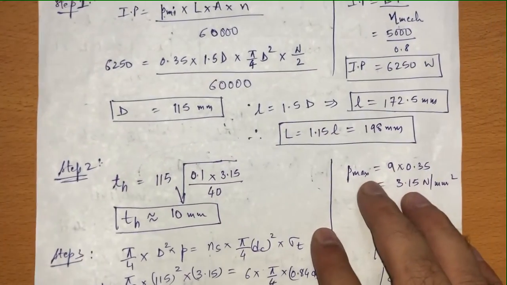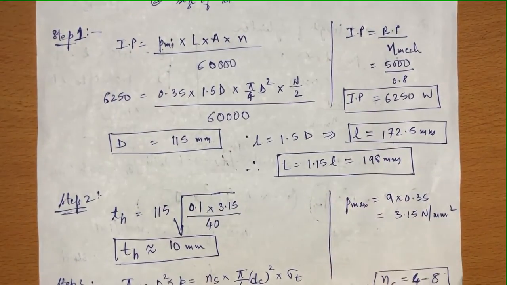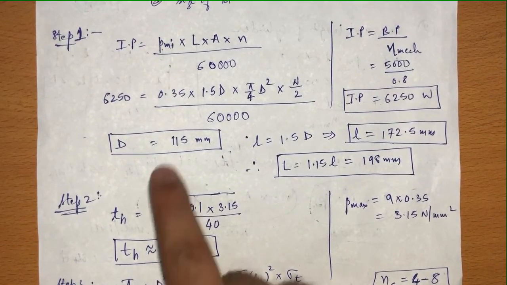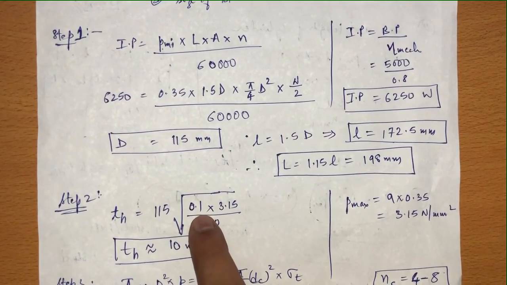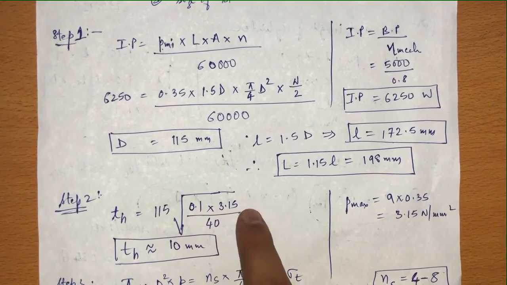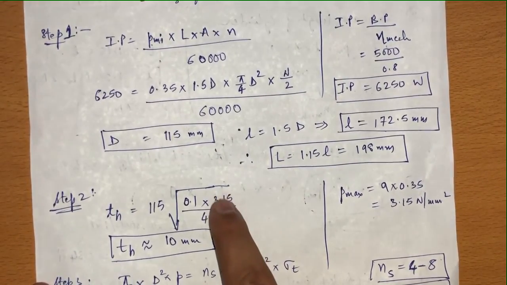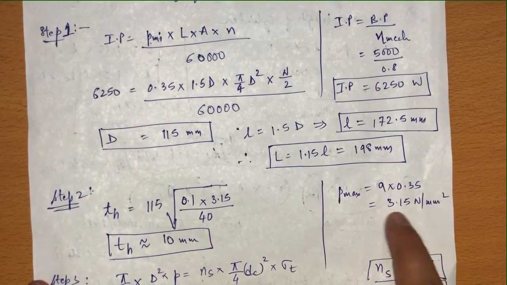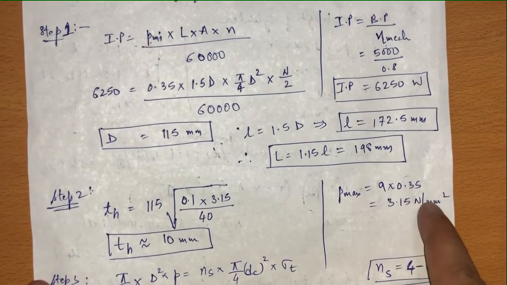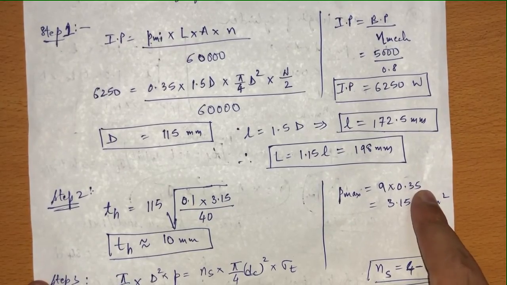Thickness of cylinder head, TH, can be found by the specific formula which we have already discussed, substituting the values of 115, which is D equals 115 mm as obtained earlier, 0.1, which is a constant C that was already discussed, and 3.15. This value is pressure, or we can say the maximum pressure, which can be obtained by this relationship. P max is 9 into 0.35, which comes to 3.15 Newton per mm square. We have already discussed that P max is 9 to 10 times the mean indicated pressure.